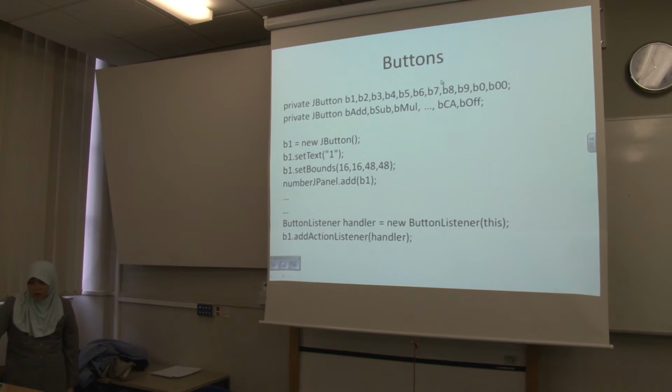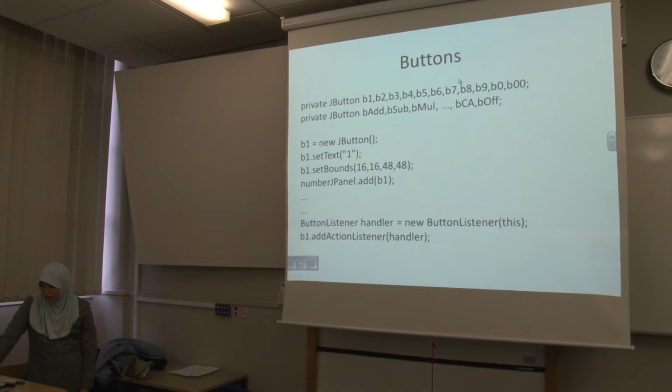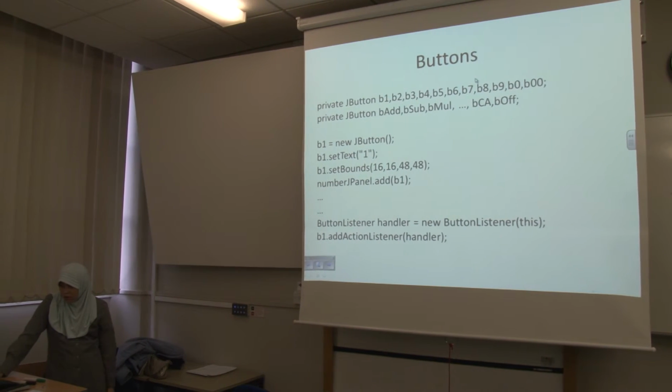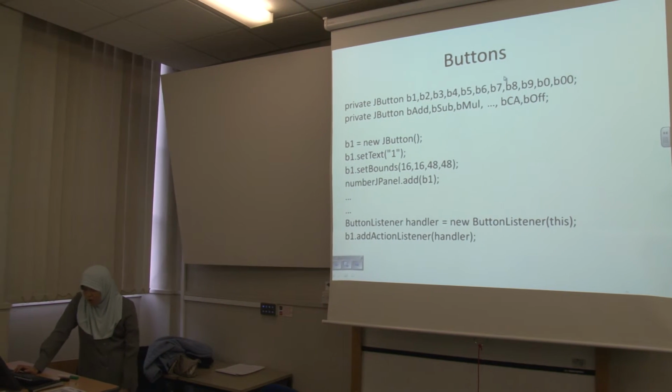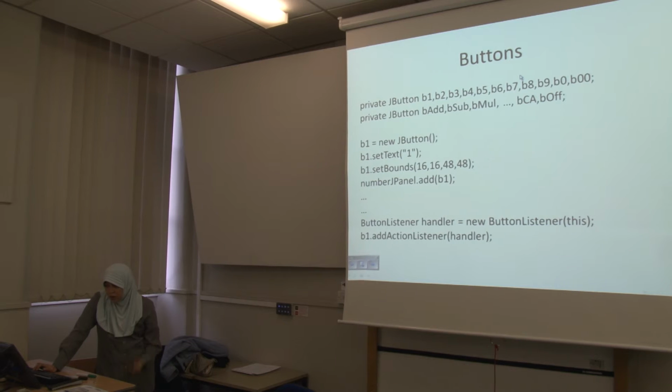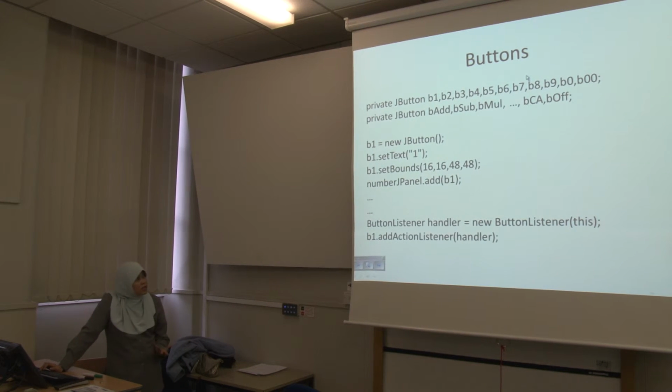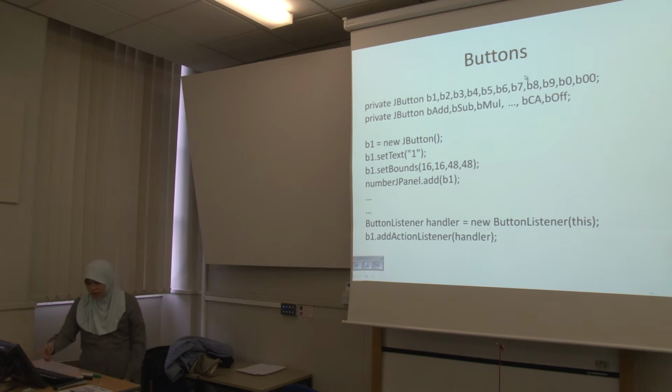So this is the set of buttons we have. We have button number 1 to number 0, and then we have the set of operation buttons from add to off. For each button, you will need to specify that it is a new JButton, and set the text in the button, and then set the bounds and add it to the panel it is to be attached to, and in the end, this whole panel is going to be attached to the content pane.